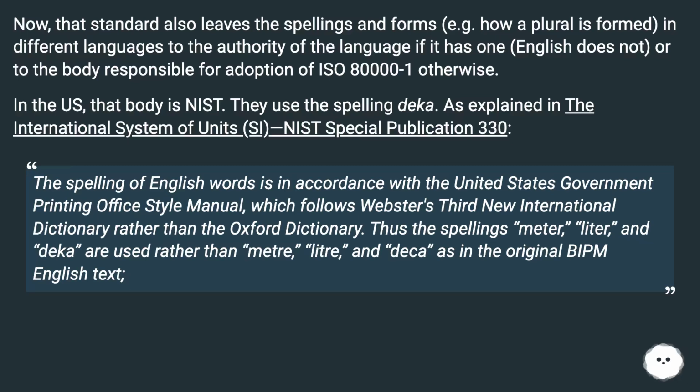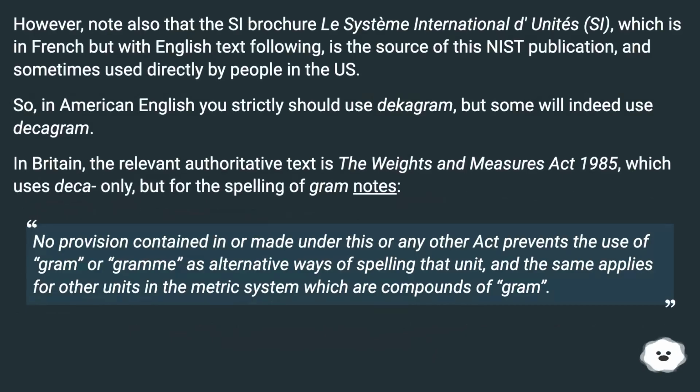The spelling of English words is in accordance with the United States Government Printing Office Style Manual, which follows Webster's Third New International Dictionary rather than the Oxford Dictionary. Thus the spellings meter, liter, and deka are used rather than metre, litre, and deca, as in the original BIPM English text. However, note also that the SI brochure Le Système International d'Unités, SI, which is in French but with English text following, is the source of this NIST publication, and sometimes used directly by people in the US. So, in American English you strictly should use decagram, but some will indeed use dekagram.